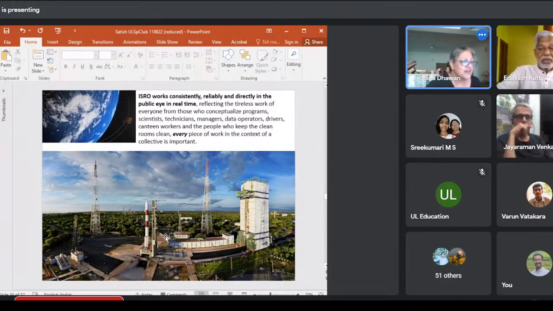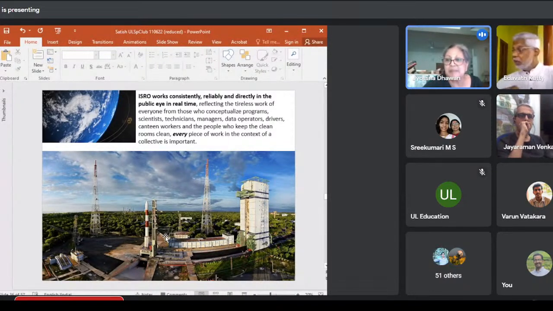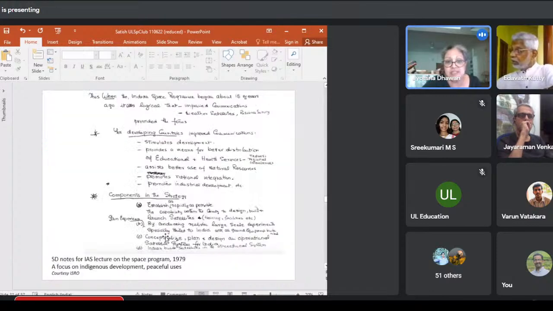Now, ISRO performs an incredibly difficult task. It delivers while it is under public scrutiny constantly, has to work consistently, reliably, reflecting the tireless work of everybody, not only those who conceptualize the programs, scientists, technicians, managers, data operators, drivers, canteen workers, everyone who keeps the place clean. Every piece of work in the context of a collective is important. And I think that's something that an organization like ISRO shows us. I'm showing you here my father's handwritten notes for a lecture.